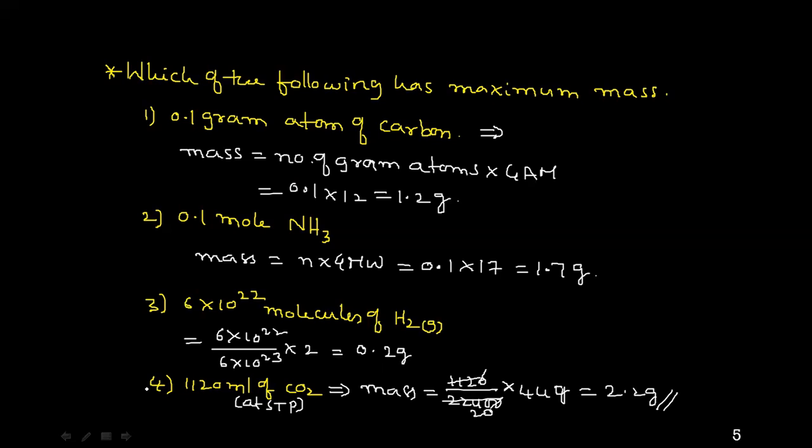That will be option number 4, because option 1 is only 1.2 grams, option 2, 1.7 grams, option 3, 0.2 grams, option 4, 2.2 grams. So it will be option number 4.